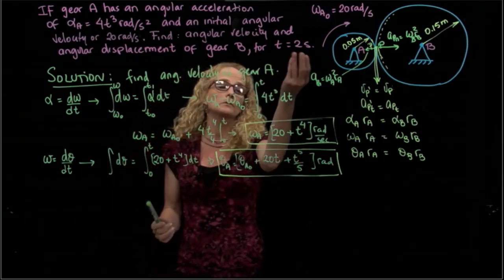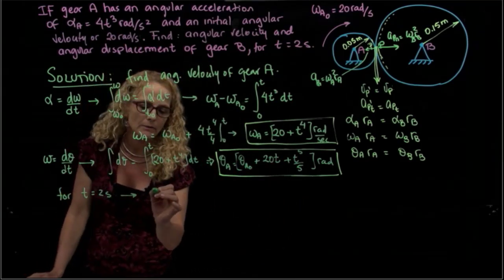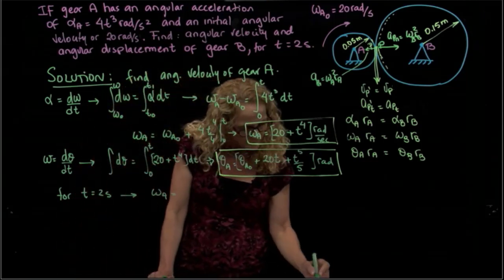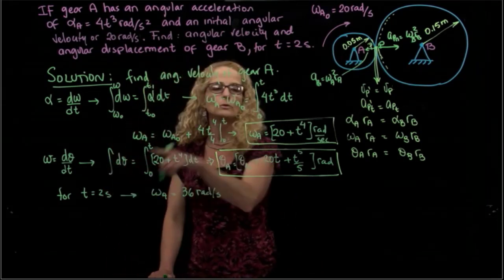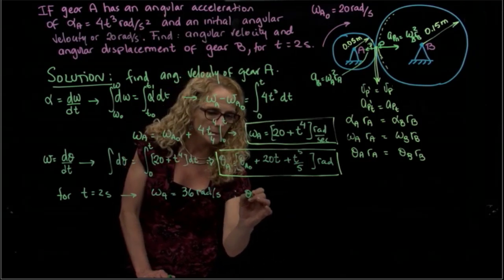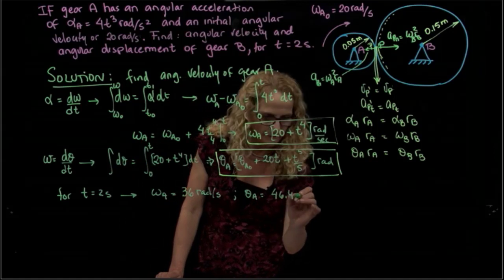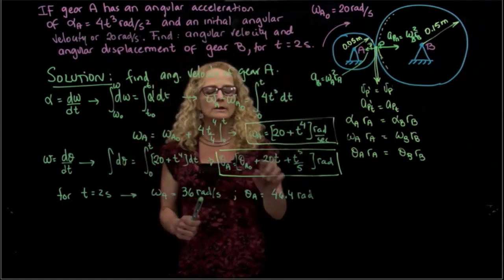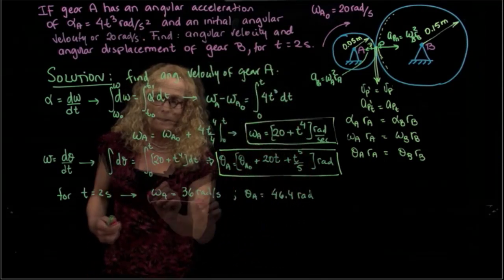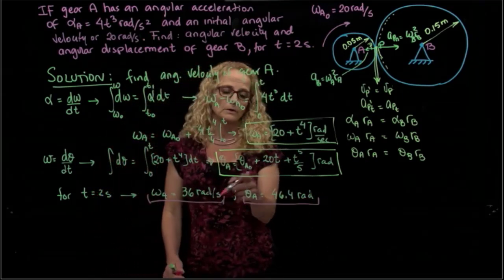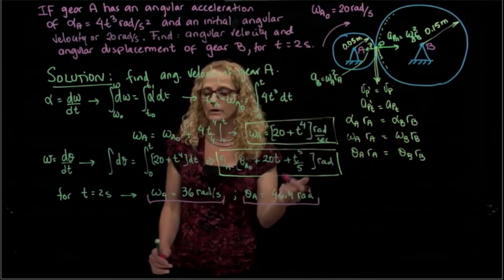Now we can substitute for that time. For t equals 2 seconds, I get that the angular velocity is 36 radians per second. All I did was plug 2 into the expression. And the angular displacement is equal to 46.4 radians. So I just plugged 2 seconds into these two equations and got the values for that specific time. But we are not being asked to find the angular velocity and angular displacement for A, but for B, so we have to use these relations, which are very straightforward.